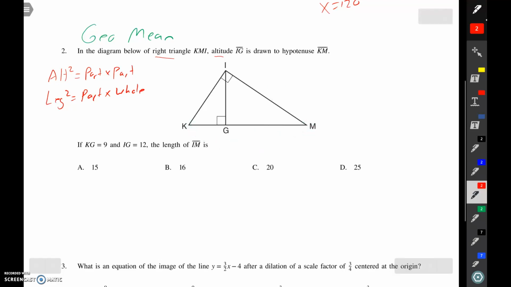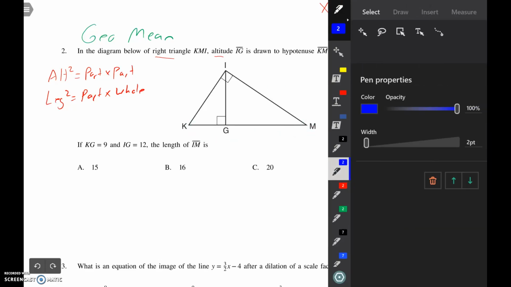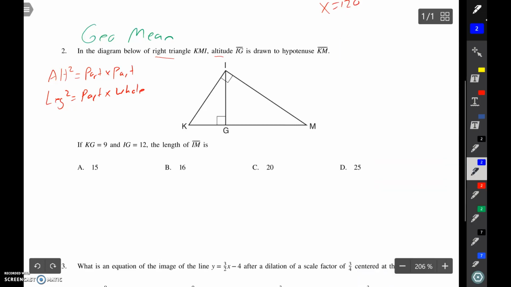Let's see what this question is talking about here. So what do they give us? KG is 9, IG is 12, and they want ultimately IM. But anytime they give you the altitude, you've got to be thinking about this formula: altitude squared is part times part. So they're setting me up to find this first, which is good because to find this leg, I need the part attached to it and the whole thing.